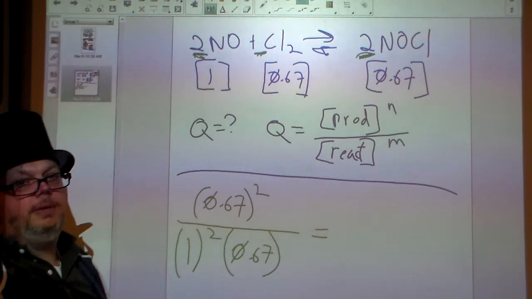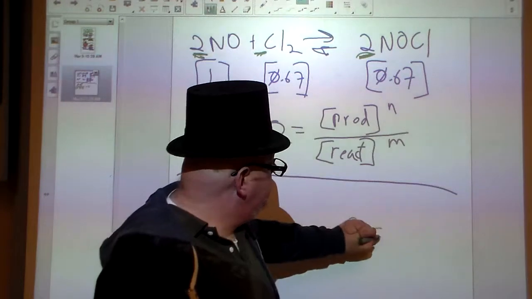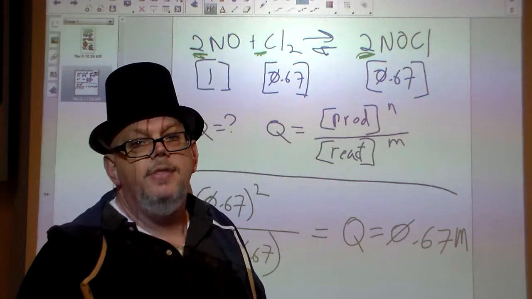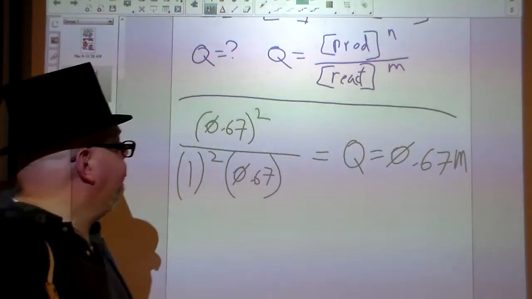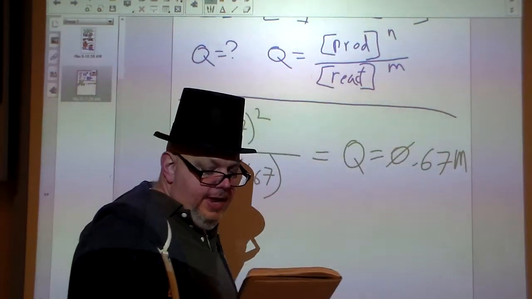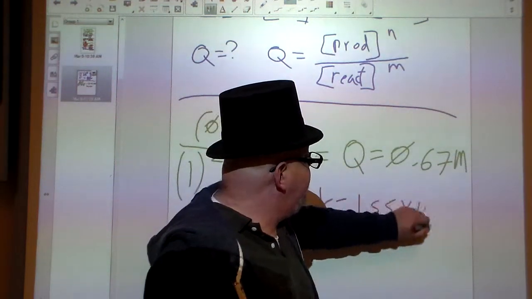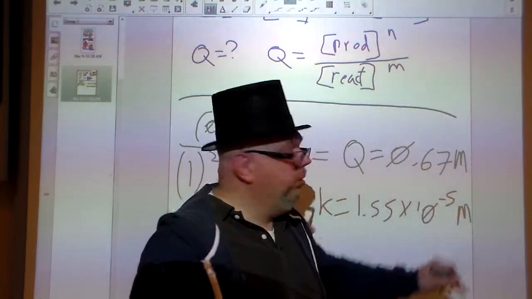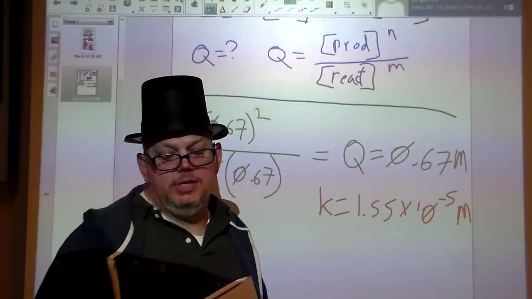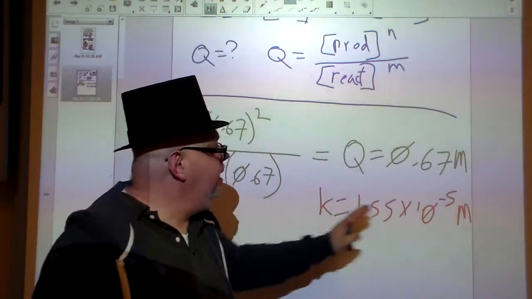And you're sitting there going, you've got to be kidding me. No, no. If you look at it, our Q is going to equal 0.67 molar. That is our Q. And guess what? If we compare Q to K, remember our K, and I'm going to write this in red so that you guys remember, our K is equal to 1.55 times 10 to the minus 5th molar. Now we're assuming the temperature is the same. If we mess around with the temperature, that changes things a little bit.